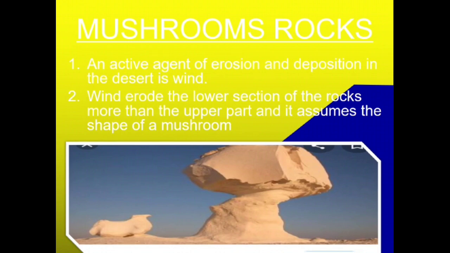Next feature is mushroom rocks. In the desert area, rocks are seen in the shape of mushroom because wind erodes the lower section of the rock more than the upper section. So the structure with narrower base and wider top is called mushroom rock.